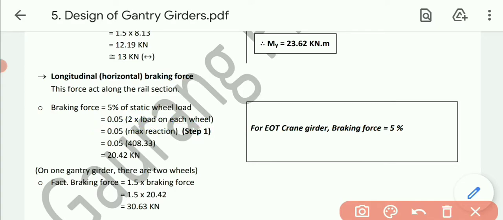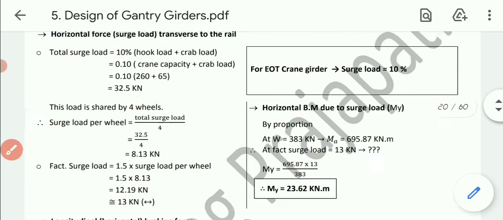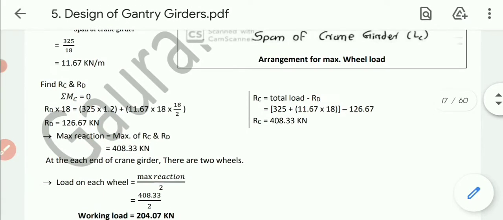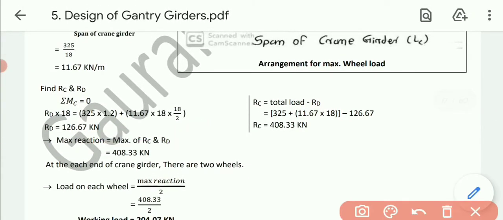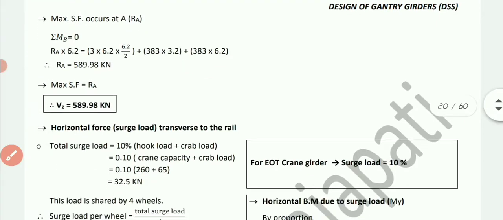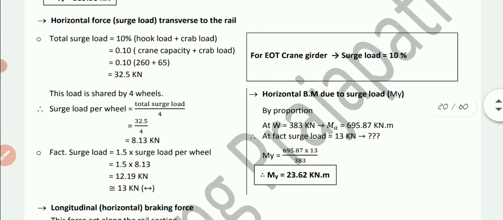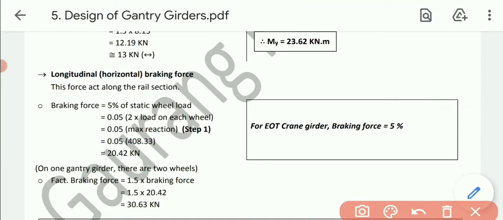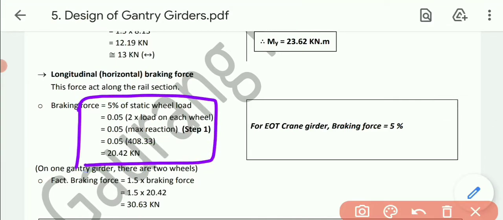So ultimately this is the maximum reaction we have already calculated in step number 1. Just a minute, let me take you to step number 1. See, this was our maximum reaction, this one, 408.33. Okay, so we need to consider this force over here. So 0.05 of 408.33.